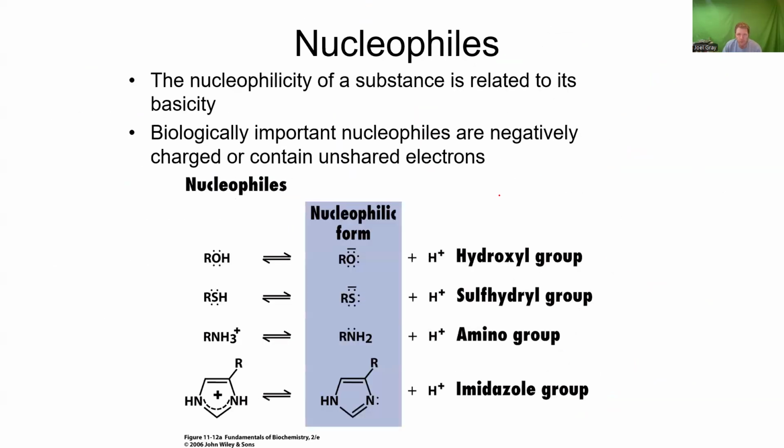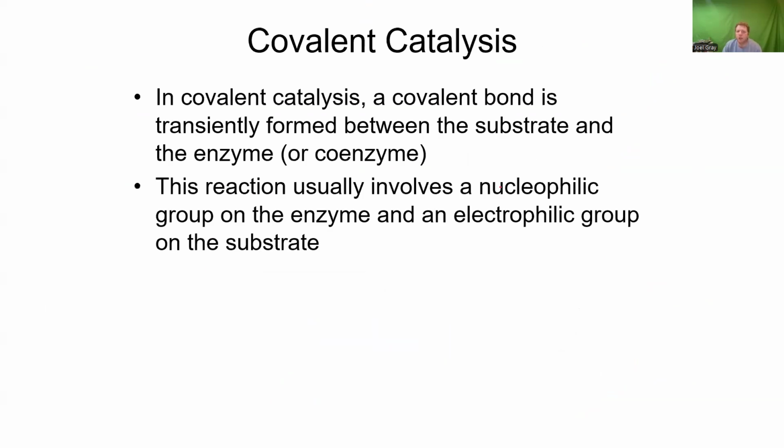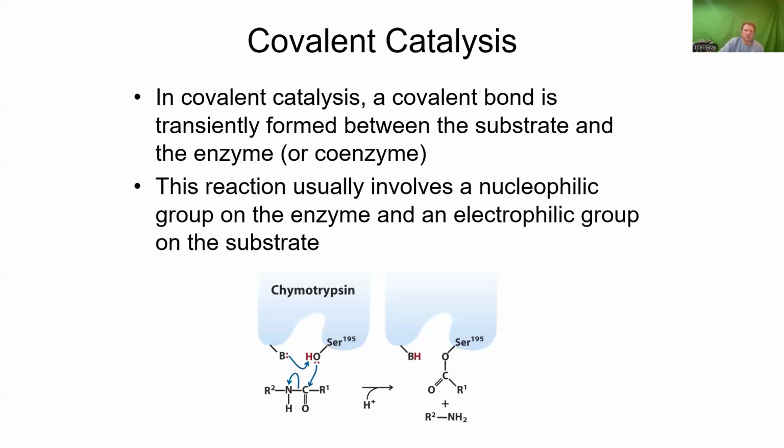Now, if we can go back to covalent catalysis, this reaction usually involves a nucleophile on the enzyme. That's important. The nucleophile is typically on the enzyme, and the electrophile is on the substrate. So what that will look like from time to time is something like this, where we have one amino acid. Chymotrypsin is an example of an enzyme. And what this has is a residue that has a lone pair of electrons that can pluck off a hydrogen from an amino acid like serine.